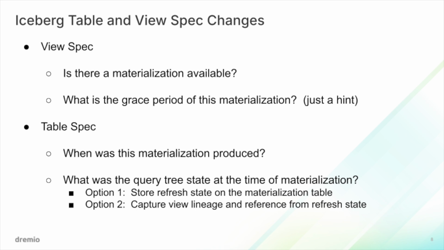So basically it's like this big hash table, like this big table where for each table, for each version, it records what the snapshot ID is, and what the view version ID was at the time of materialization, right? So that was one design, right?